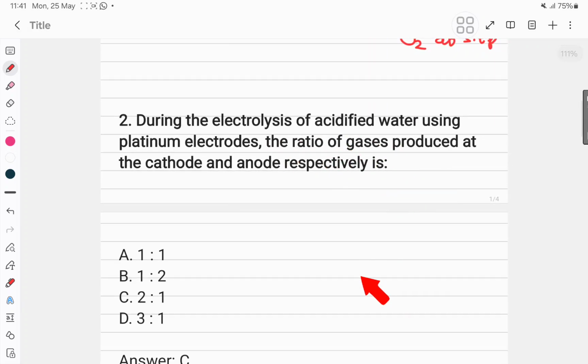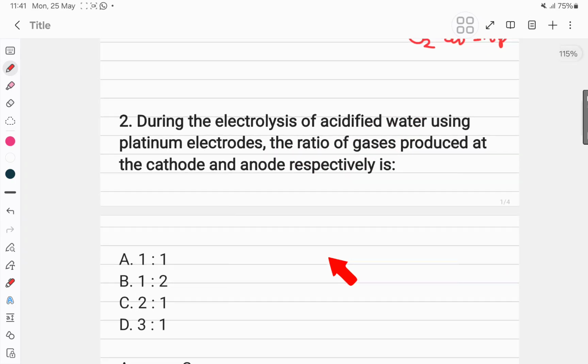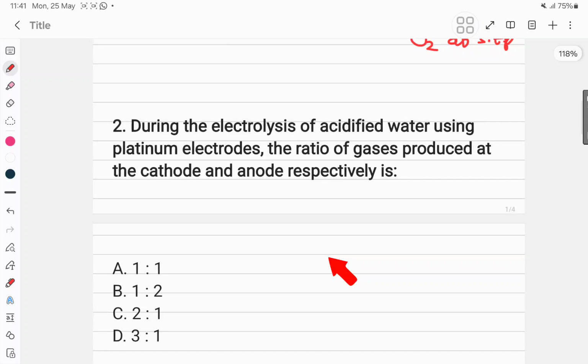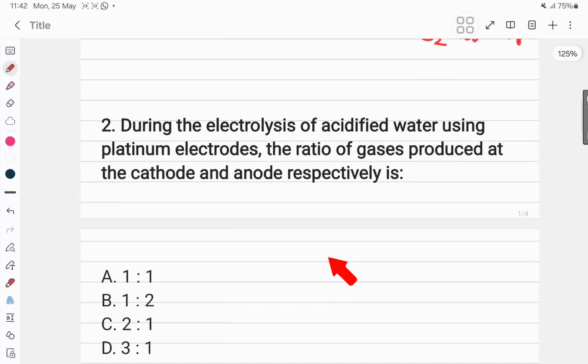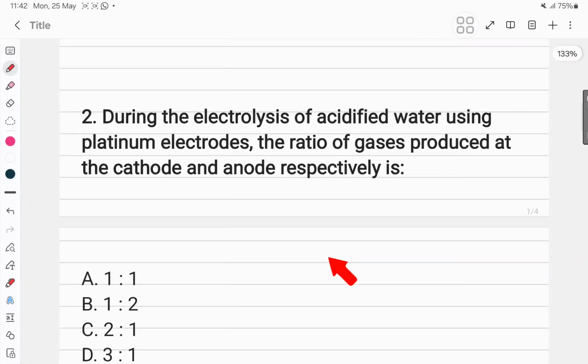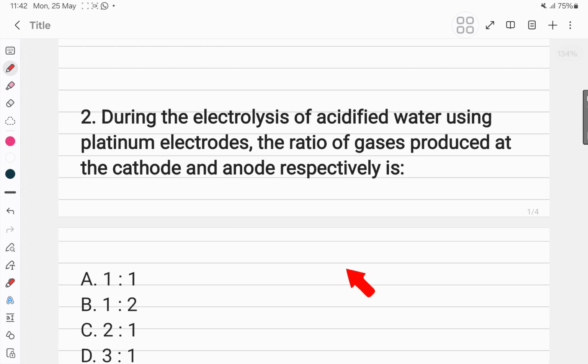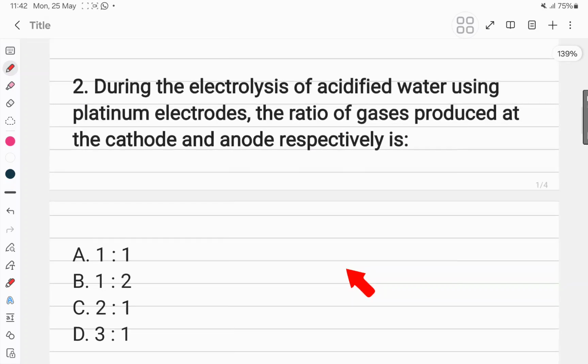Let me expatiate on this question. This is a question on electrolysis. Acidified water is water that is mixed with H2SO4. That is, when you add some drops of H2SO4 acid to the still water, it becomes acidified. That is how to prepare acidified water. And the electrolysis of this acidified water using platinum electrode will produce hydrogen and oxygen.